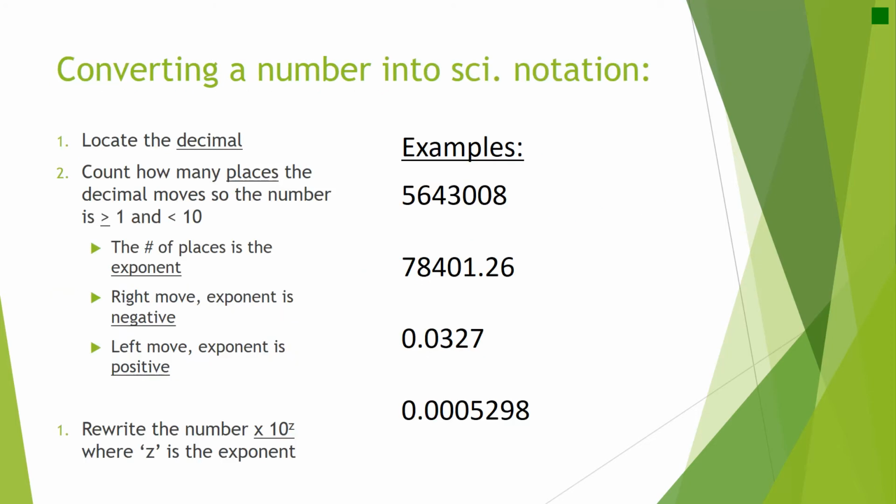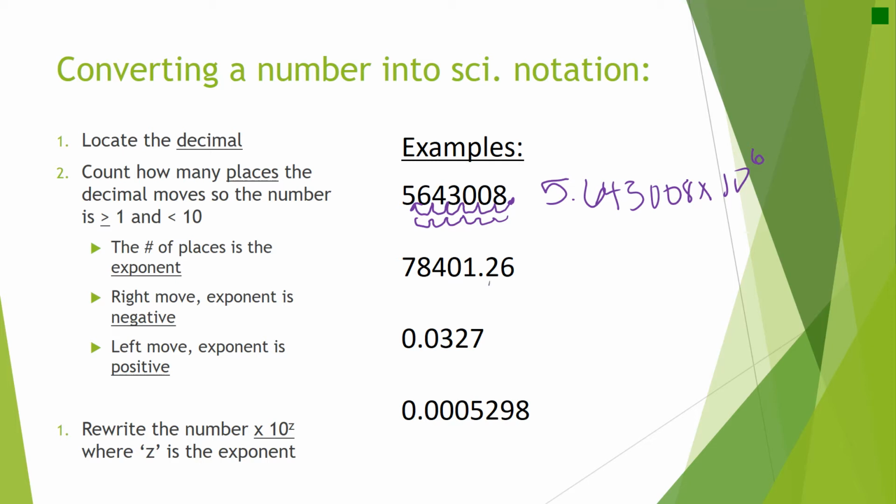All right, so how do you convert into scientific notation? First, you want to find the decimal. In the first example, we have no decimal seen, so it's understood that it's after the 8. Then what you do is count how many places you have to move, either to the left or to the right. So I just do literally loops: 1, 2, 3, 4, 5, 6. So this would be 5.643008 times 10 to the, and then however many loops I did, 1, 2, 3, 4, 5, 6, that would be a positive 6 because I had to move it to the left.